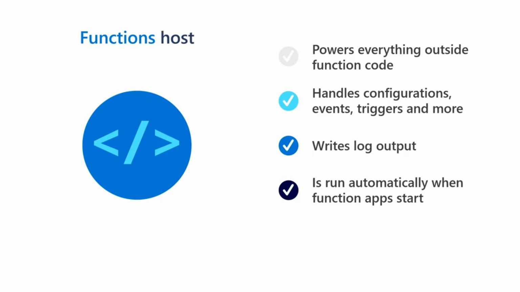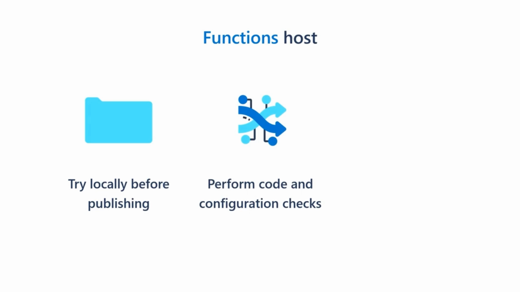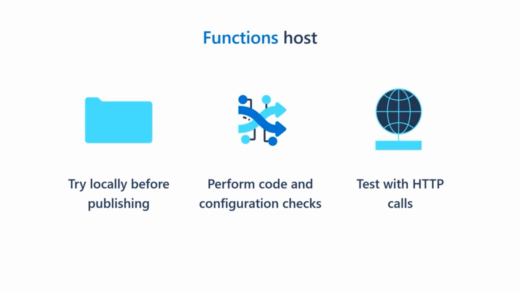In Azure, function apps run the function host automatically when they start. You can use the core tools to run your own instance of the functions host and try out your functions locally before you publish them. By running your functions before publishing them, you can make sure your configuration and code loads correctly and test out your functions by making real HTTP calls to them without the need for Azure resources.